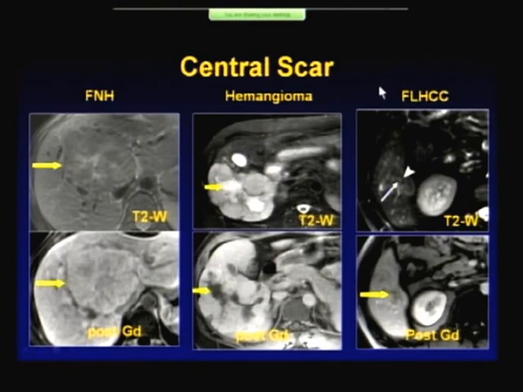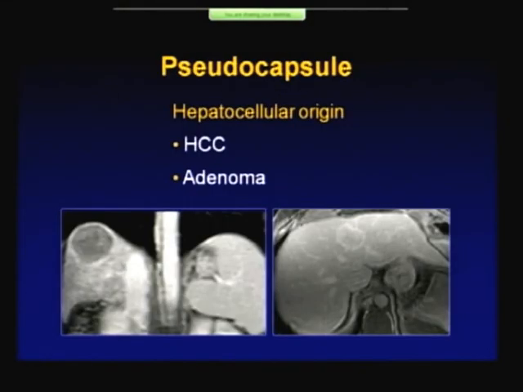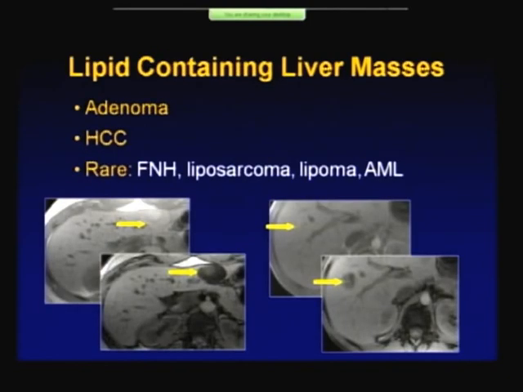hemangioma. Fibrolamellar hepatocellular cancer: the central scar is heterogeneous, low signal intensity, and as you can see, does not demonstrate enhancement on delayed imaging. Pseudocapsule is seen in lesions of hepatocellular origin, in HCC or in an adenoma, and HCC will demonstrate washout, as I said, but an adenoma will not, and that is how you differentiate these two lesions that can have a pseudocapsule.